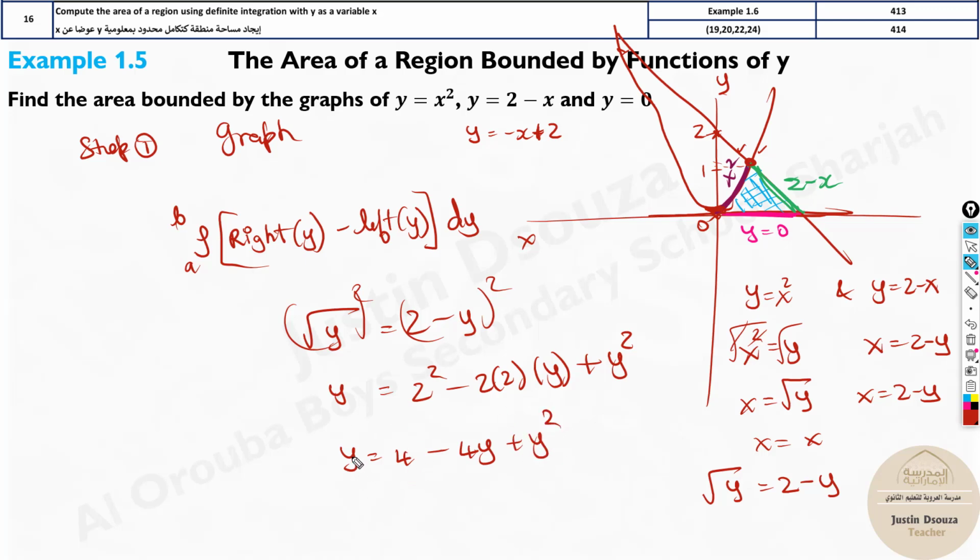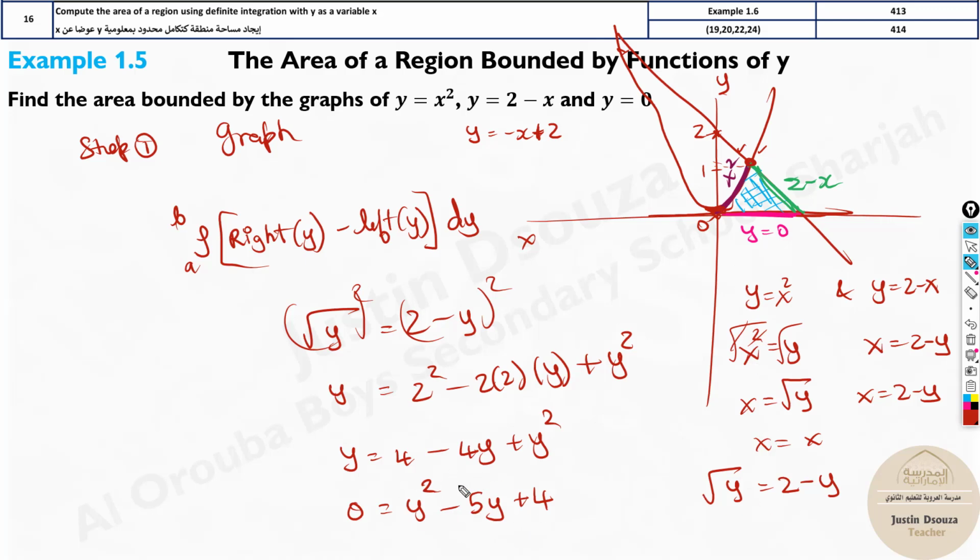Now take everything to one side. I'll bring this y to the other side and write it. 0 is equal to y squared. This becomes minus 4y, and again minus y, it will be minus 5y, and lastly plus 4. This is the quadratic form.